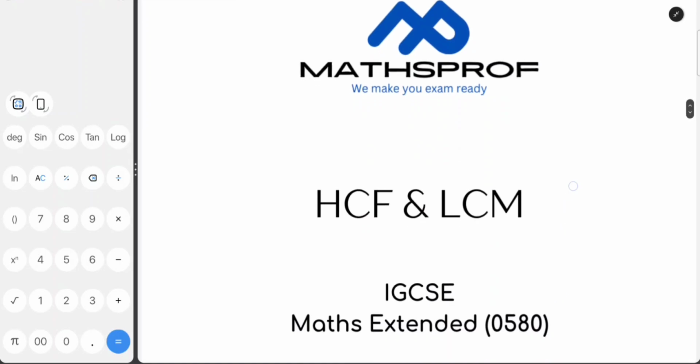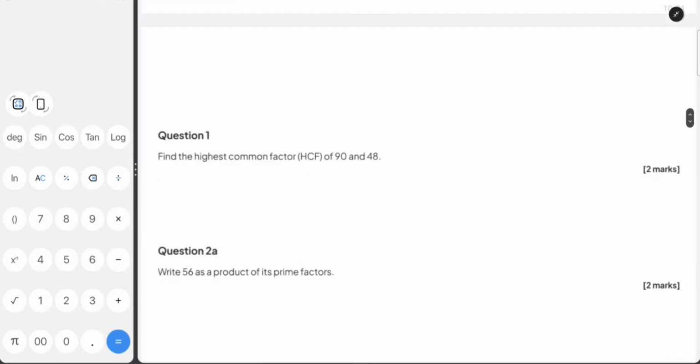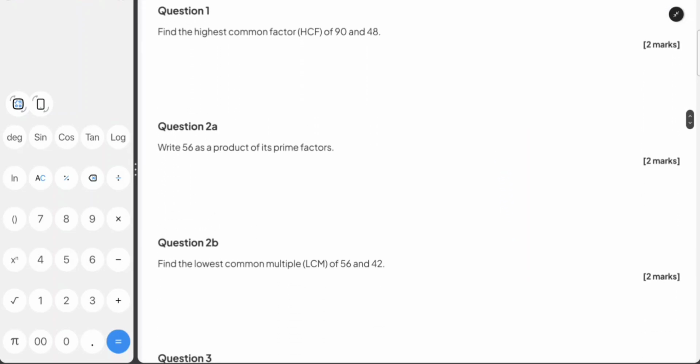Now this is the second worksheet. See the first question, find the HCF of 90 and 48. So let's do the prime factorization. 90 is divisible by 2, you'll get 45. 45 is divisible by 3, you'll get 15. 15 is also divisible by 3, you'll get 5, and 5 ones are 5.